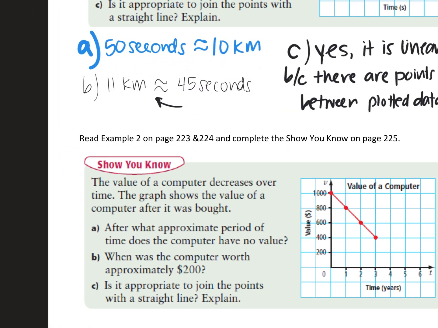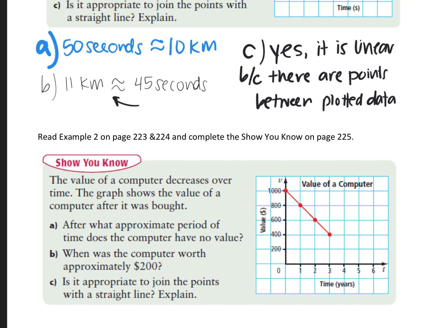Let's take a look at Show You Know 2. In Show You Know 2, we get told the value of a computer decreases over time. So we can see that's a negative slope. It's going down. The graph shows the value of the computer right after it was bought. After approximately what time period does the computer have no value?